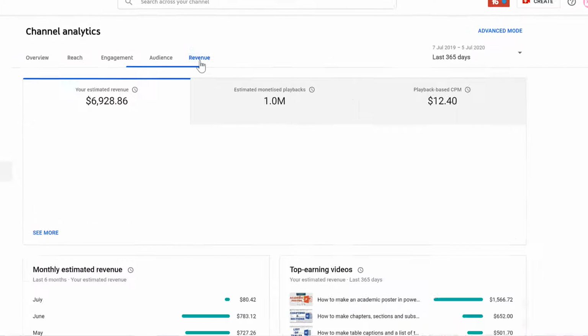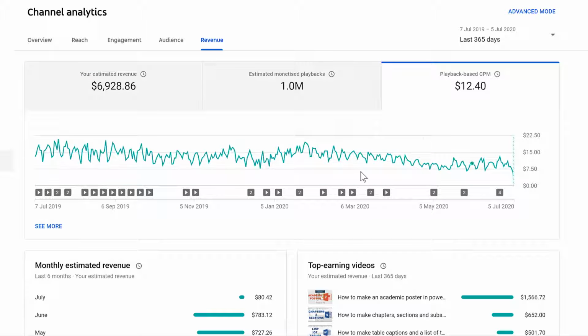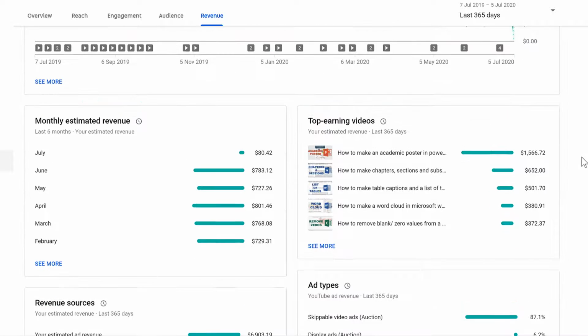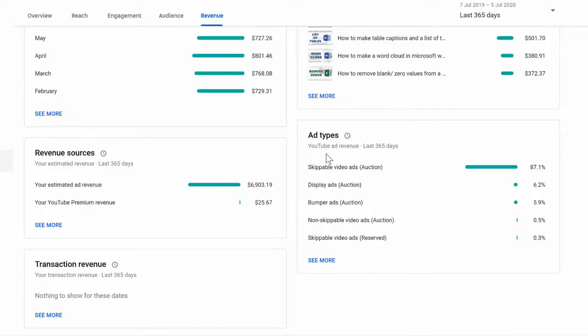Then if we go back to the revenue tab, you can see how this number has changed over time. So you'll see that there was a slight decrease in about March time. And I think this is because of the COVID-19 lockdown. So advertisers were less inclined to put advertisements on videos because people weren't spending money the same way they were before. And also people were less inclined to click on adverts because they weren't spending money the same way they were before.